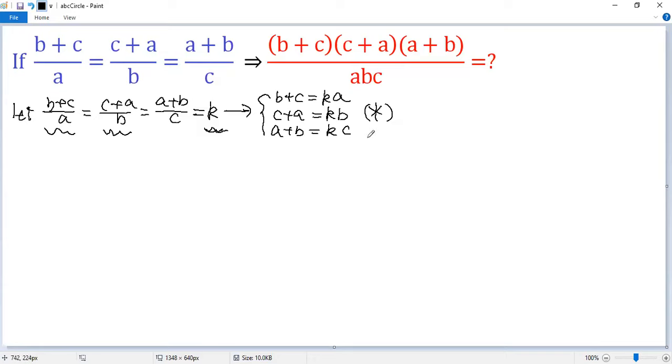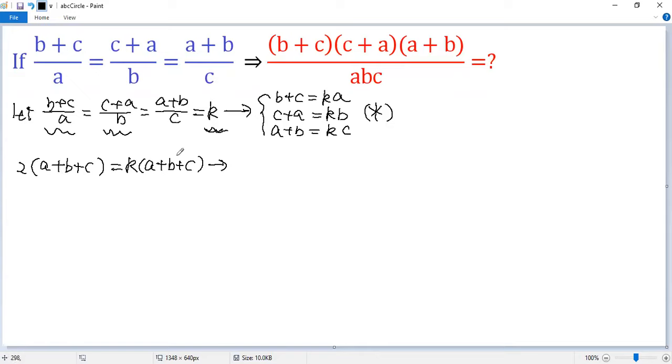Now we add both sides of the three equations. So the left side becomes 2a plus 2b plus 2c, right? So we get 2 times (a plus b plus c). The right side equals k times (a plus b plus c).